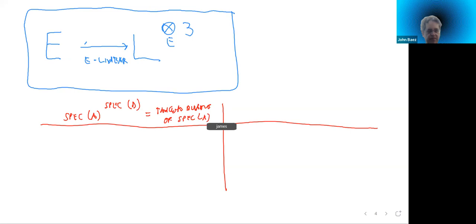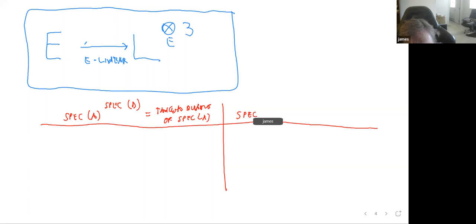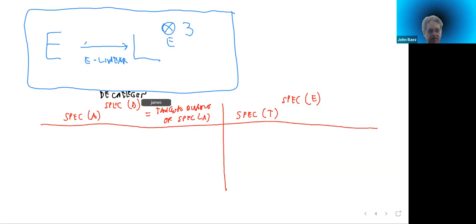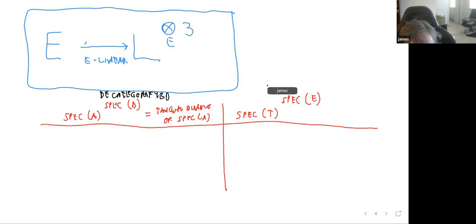And over on the right, what I'm going to do is spec of T to the power of spec of E. E is going to stand for Eisenstein, but it's going to be a little bit tricky. So let me try to write down what the trickiest thing is. The trickiest thing is that over on the left-hand side, we're doing a decategorified example, whereas over on the right-hand side, we're doing a categorified example. Sorry, my spelling is not great there.